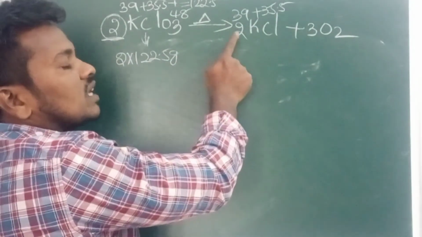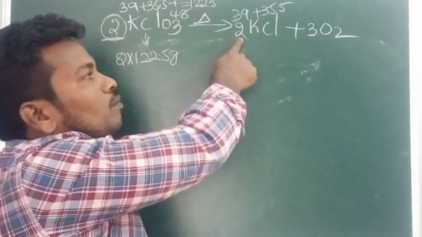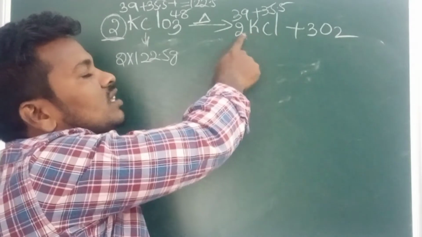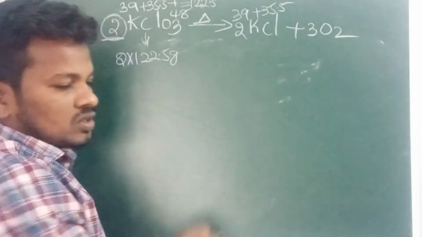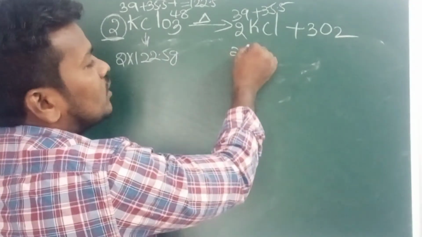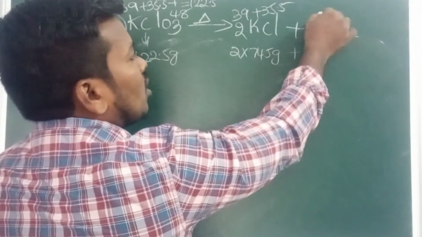But here how many moles are there? 2 moles are there. We have to multiply, no? Whatever the number is there, that number should be multiplied. No, 2K is nothing but 2 potassiums. 2 Cl is nothing but 2 chlorine. So 2 into 74.5 grams plus oxygen.